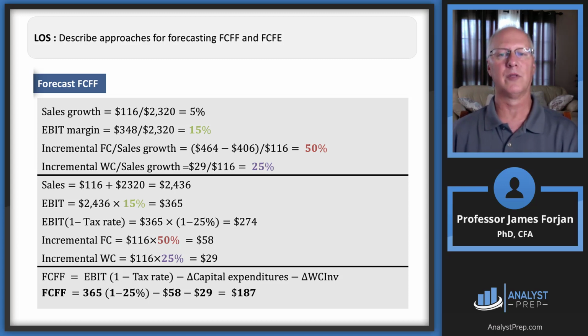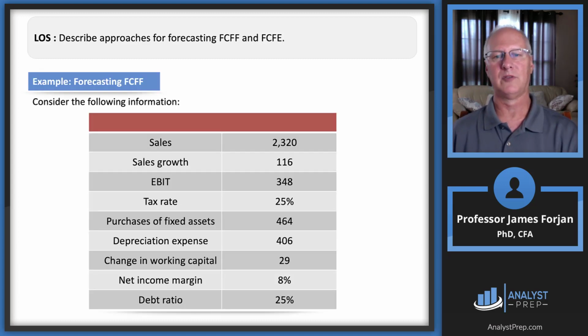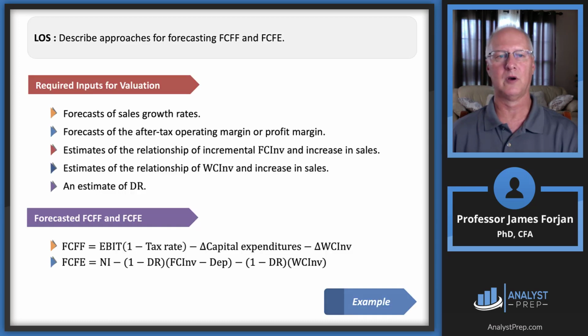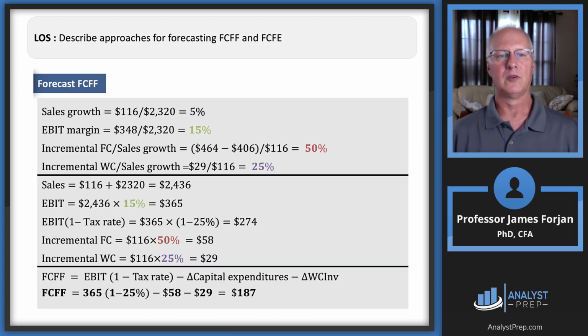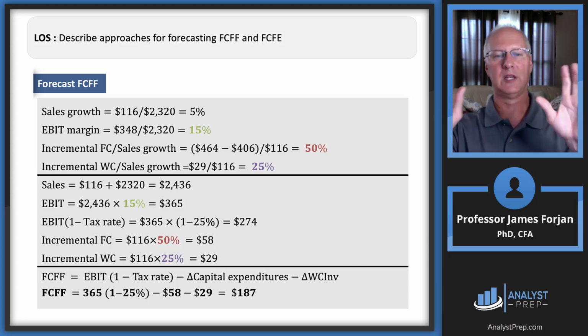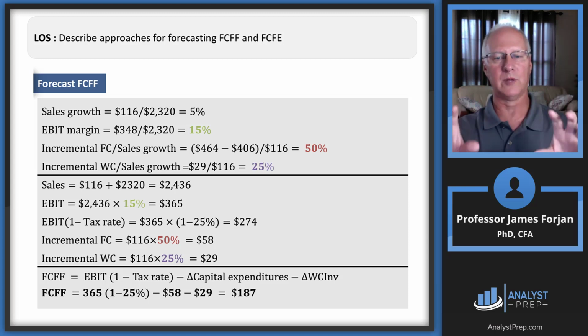I'm going to toggle back and forth here. So what are we given? 116 over 2320. So our sales, whoops, I went the wrong way. Our sales growth is 5%. And then our operating profit margin is a similar ratio. That gives us 15%. And then our incremental long-term to sales and our incremental short-term to sales is 50% and 25%.